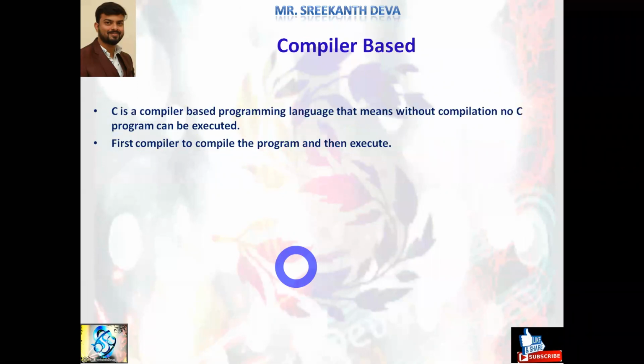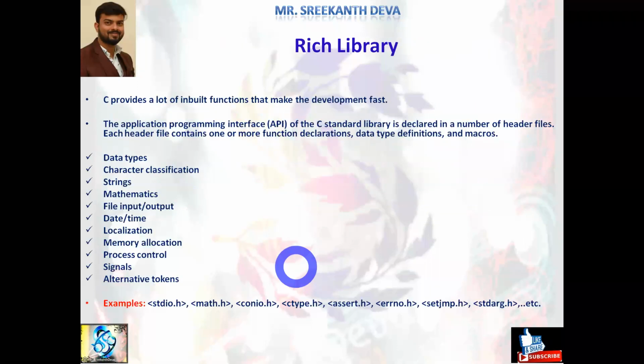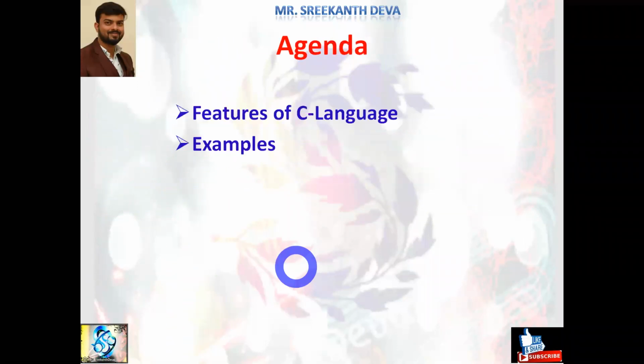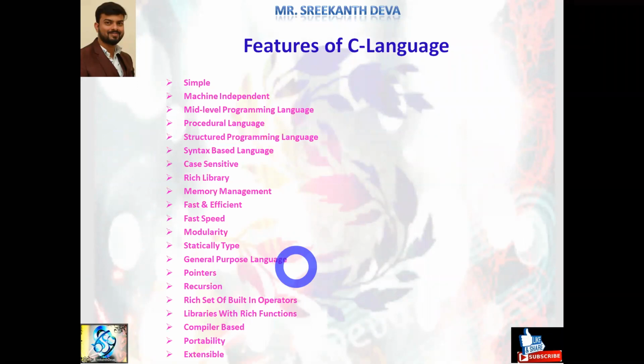In this session we discussed in detail various features of the C language. C is a simple, machine independent, mid-level programming language. C is a procedural oriented programming language. C is a structural oriented programming language. C is a syntax based language. C is a case sensitive language. C has a rich library. C supports inbuilt libraries. C has memory management, where the user is responsible for allocating and deallocating the memory. C has fast and efficient development compared to previous languages.